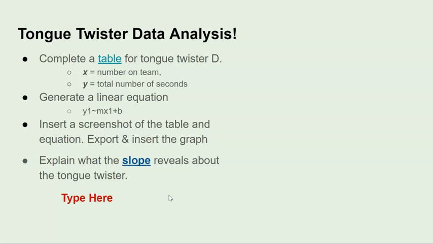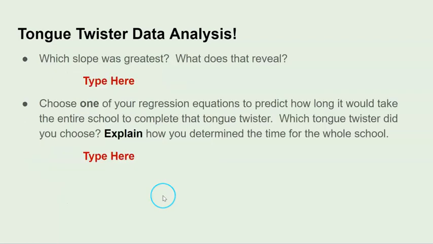Now, to save on time, if you want to cut out one of the tongue twisters and just do 3 of them, or maybe choose 2 of them, that's fine. But they're still going to have to get all of the same one done to fill out the table. And then finally, the last slide with the tongue twister is to tell which slope was greatest and what does that reveal. Of course, if you didn't do all of them, this may be a harder question to answer. It may be greatest of the ones you did.